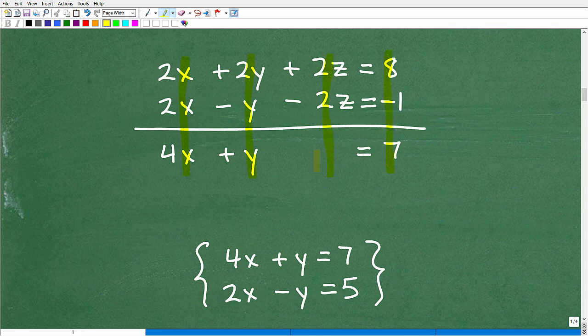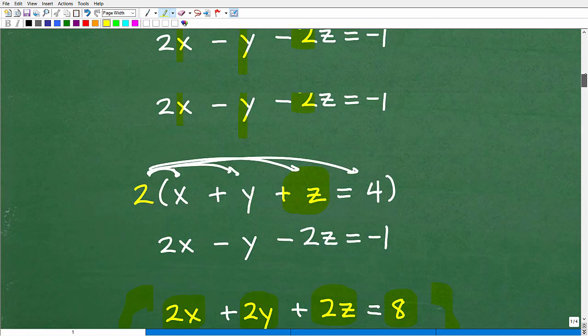And finally, my z's go away, and it leaves me with 4x plus y. You just kind of follow the math here. 8 plus negative 1 is 7. All right, so here is another equation, 4x plus y equals 7. And if you recall, our first equation was 2x minus y equals 5.